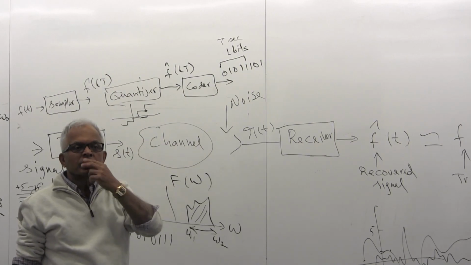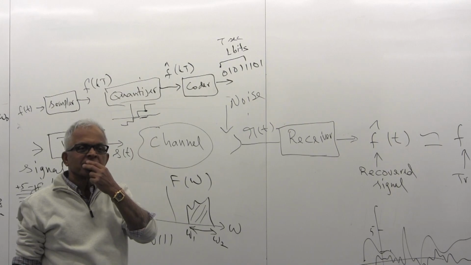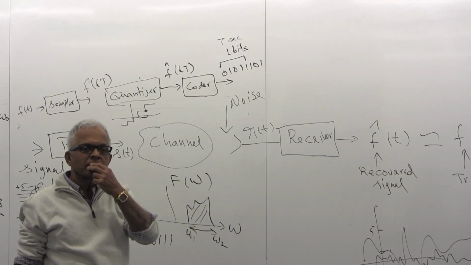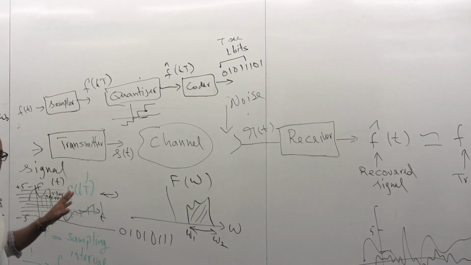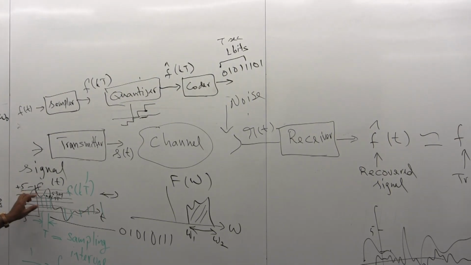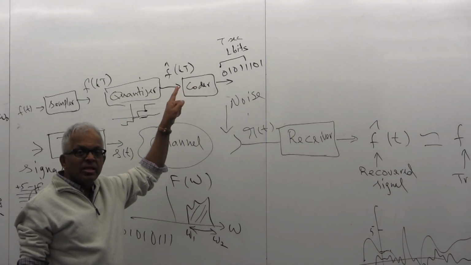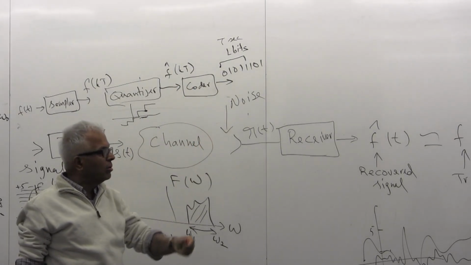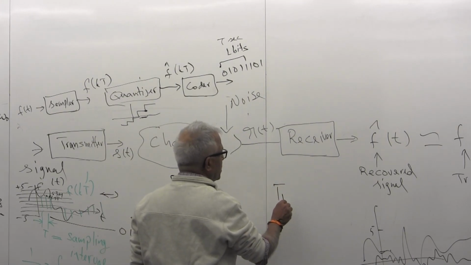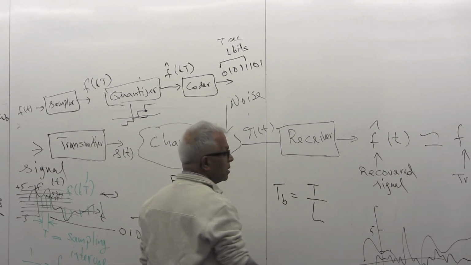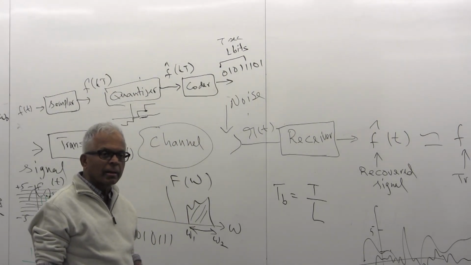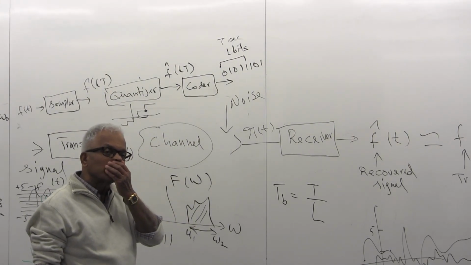So I was wondering how the quantizer and encoder relate to the diagram level. If the sample-to-sample spacing is T seconds, and each sample corresponds to L bits, then each bit needs to be transmitted, so the bit duration T_B is going to be T over L. I'm also asking about the steps.